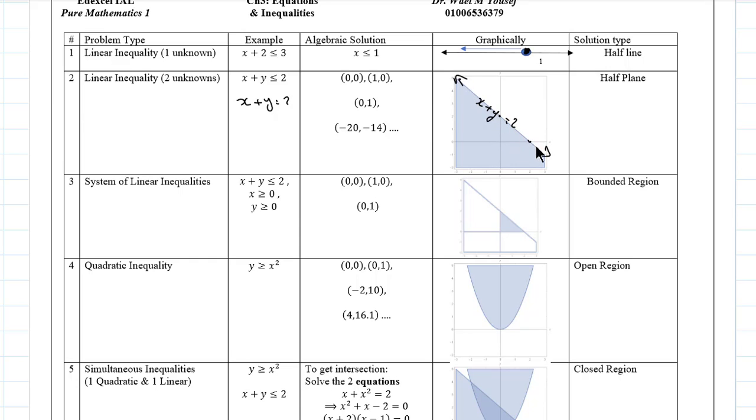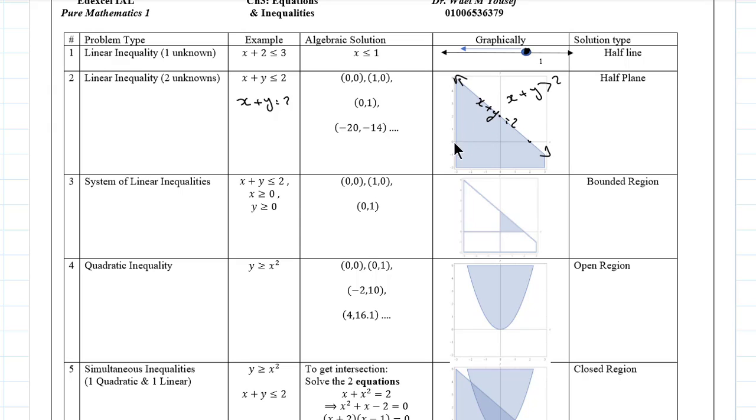All the points on this line satisfy the equation x plus y equals 2. And for the upper area here, or we can say the upper half plane, we can say that x plus y is more than 2. If you choose any point in this area, you will find that the sum of the two coordinates x and y will be more than 2.